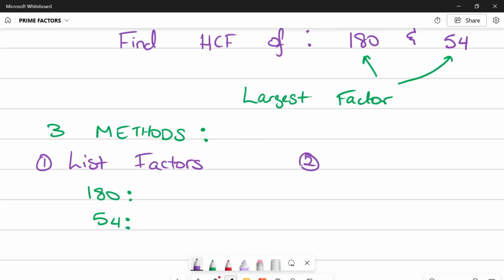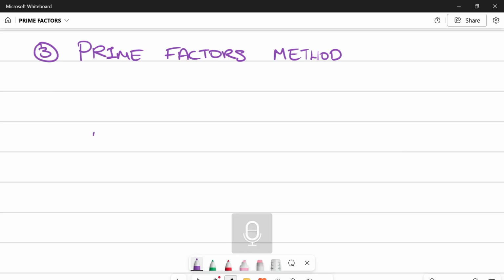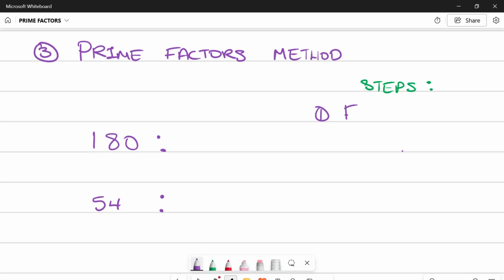The second method is called the box method, which is also covered in another video. This method is more efficient than the first method. The third method to finding the HCF is the prime factors method. Let's look at how we can find the HCF of 180 and 54 using the prime factors method. The first step remains the same. We must find the prime factors of both numbers.